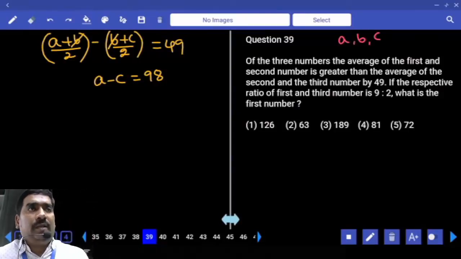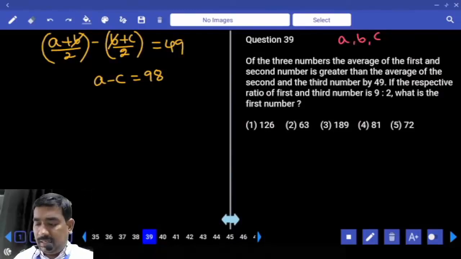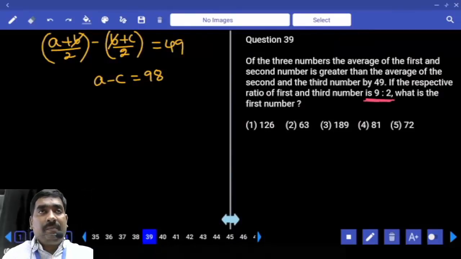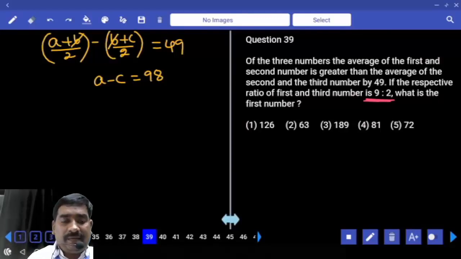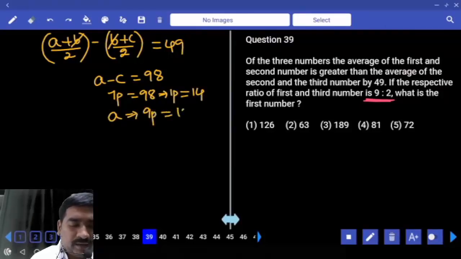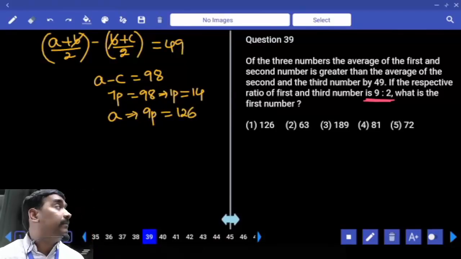First number and third number are in the ratio of 9:2, we already know. 9 minus 2 is 7 parts, whose value is 98, so 1 part value is 14. First number means A, which is 9 parts. 9 times 14 is 126, your answer.